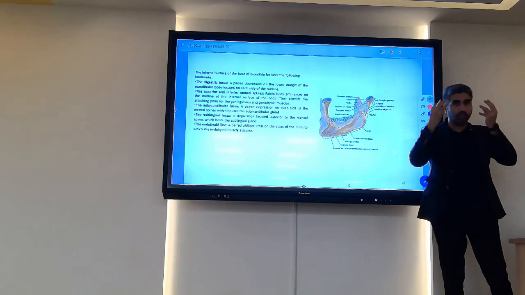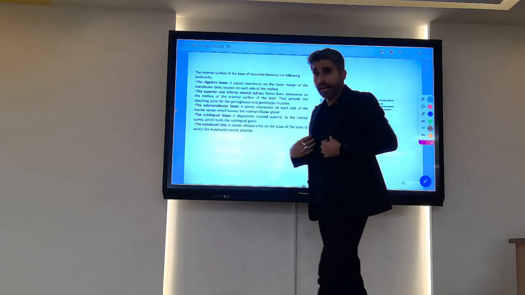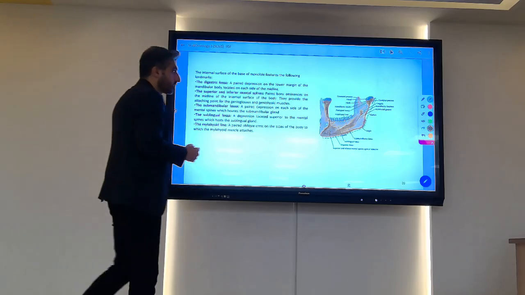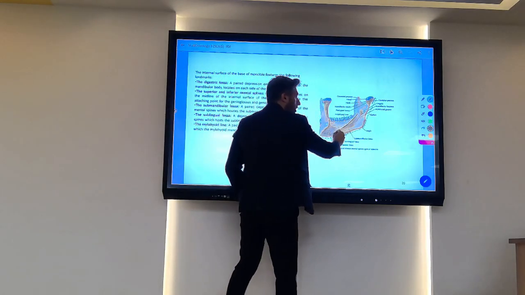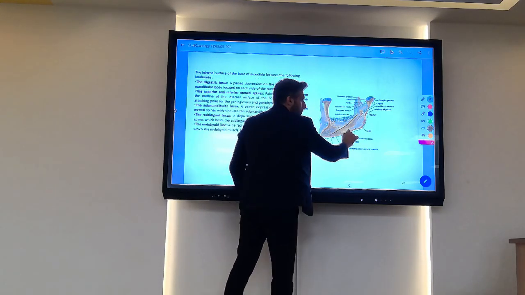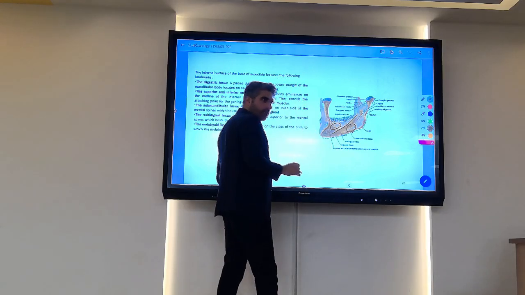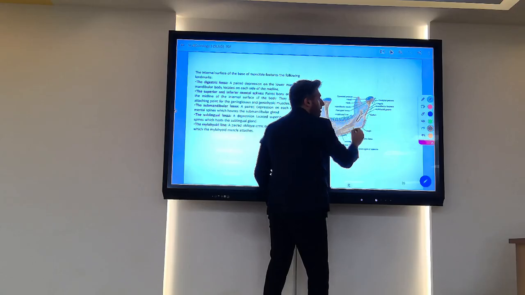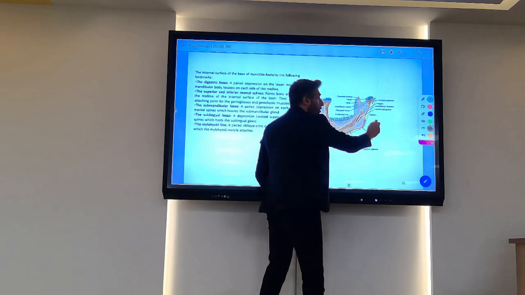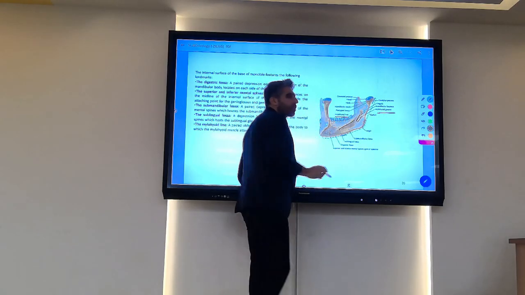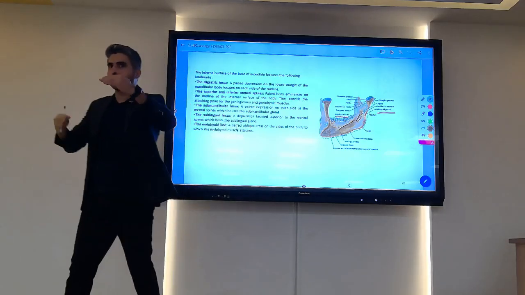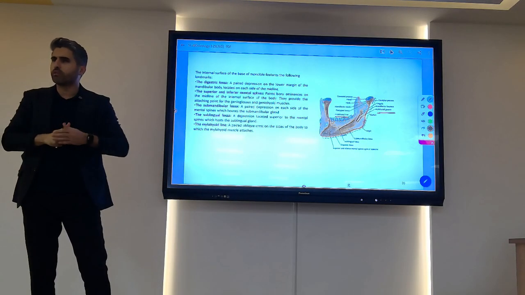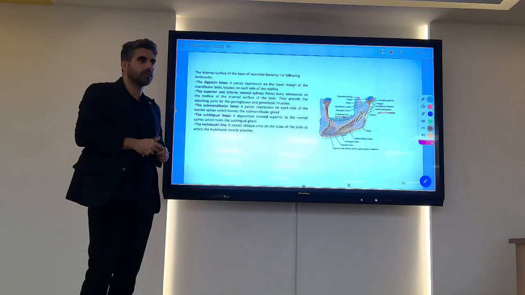But outside of this foramen, I can see a groove. Guys, I told you about the mylohyoid line, the submandibular fossa, the sublingual fossa. The mylohyoid line is different from this groove, which is the mylohyoid groove. The mylohyoid line, I told you, is the origin of the mylohyoid muscle. But what about the mylohyoid groove?